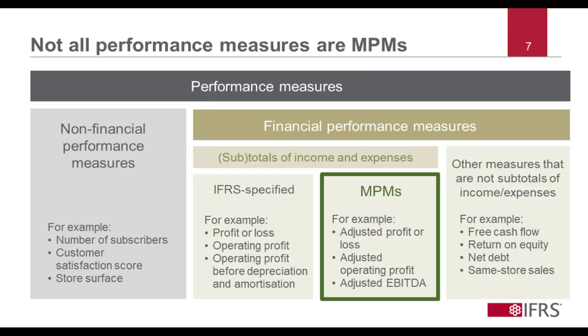So thank you, Nick. So let's move to slide 7. This slide gives an illustration of the types of measures that would be included and those that would be excluded based on a management performance measure being a subtotal of income and expenses. Could you explain a little more about what this means?